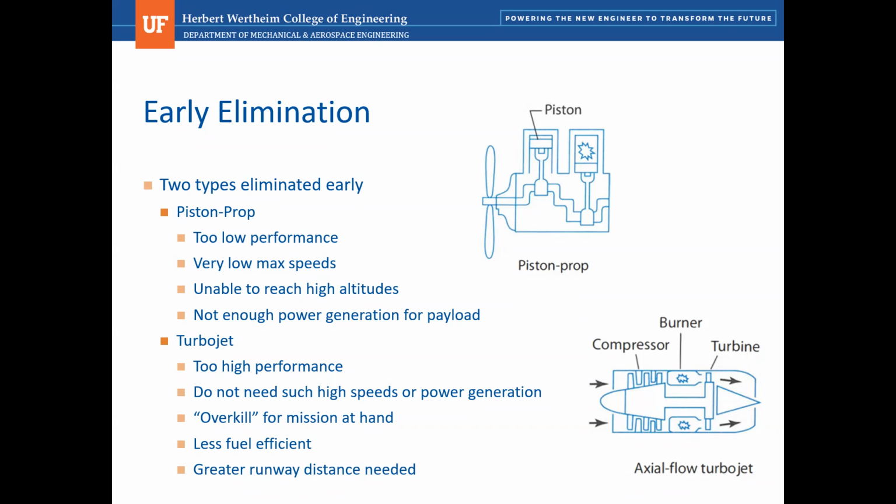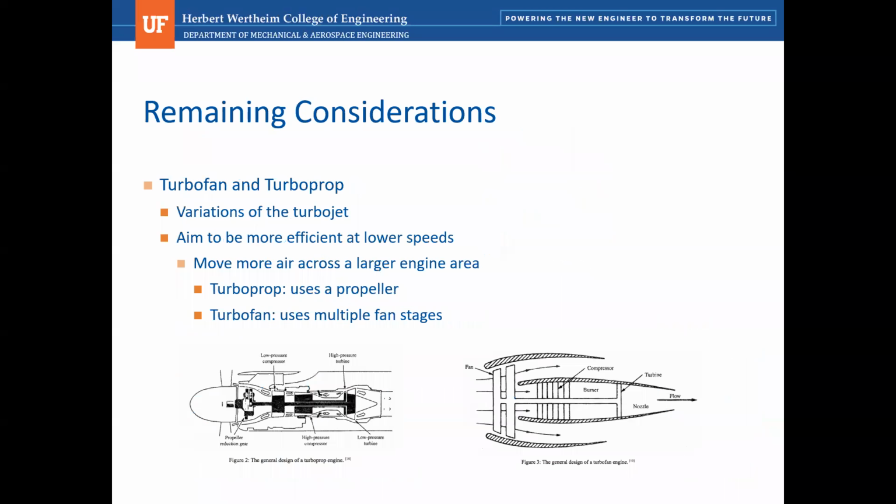The turbojet engine was also eliminated for its too high performance. We did not need to travel at such high speeds or generate as much power as the turbojet can generate, and it was essentially considered overkill for the missions that we had at hand. In addition, it is also a lot less fuel efficient and needs a greater runway distance in order to be utilized.